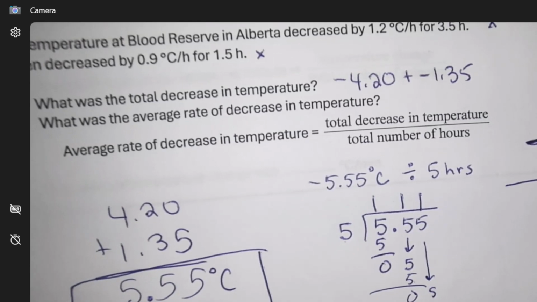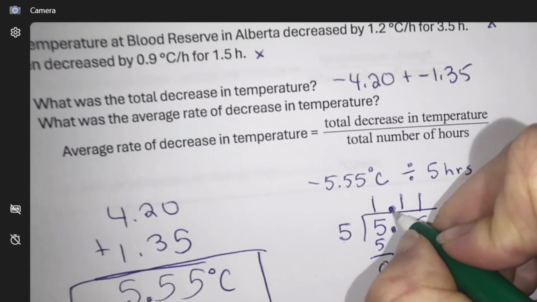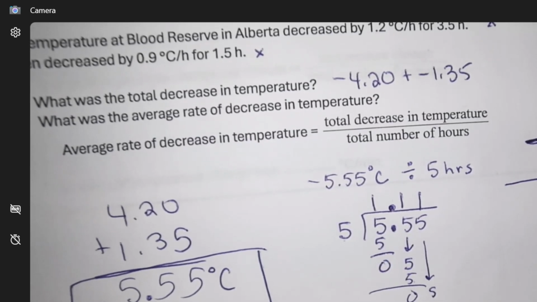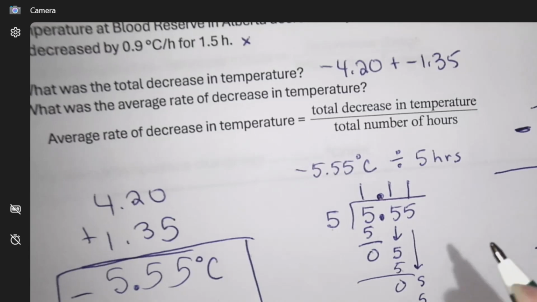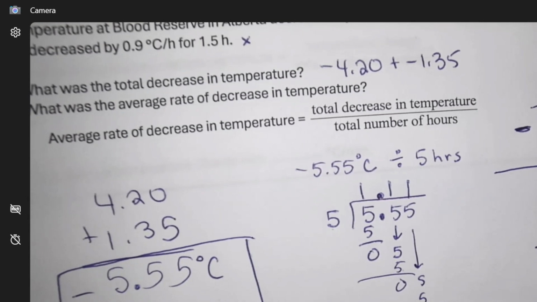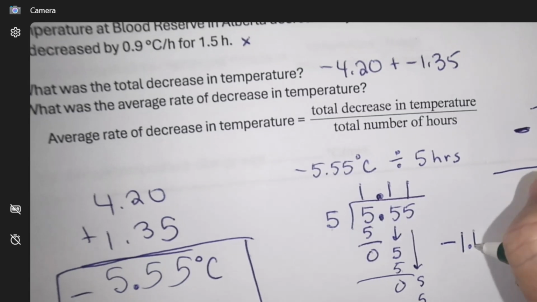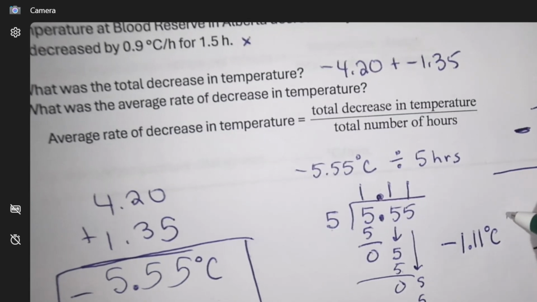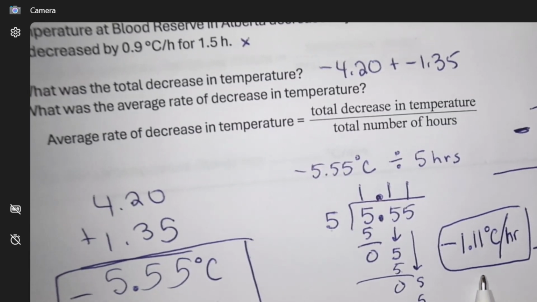And where's this decimal? Keep it lined up. You're going to keep that decimal lined up. So we're going to answer like this. It's going to go down 1.11 degrees Celsius per 1 hour, for each hour.